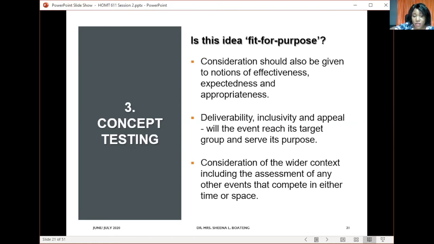Also, under concept testing, we need to think about deliverability, inclusivity, and appeal. In that sense, will the event reach its target group and serve its purpose? Such an event like a gay people's conference would not have been deliverable, inclusive, or appealing to anybody, because I don't know any other person who planned on even attending that event, even if you were not gay, and your family members found out.